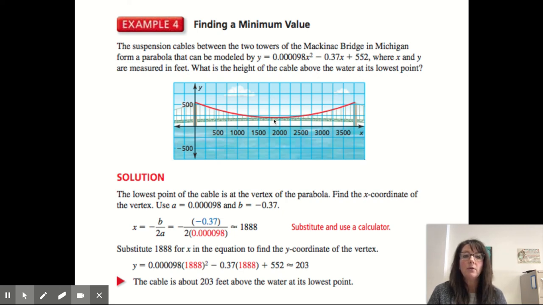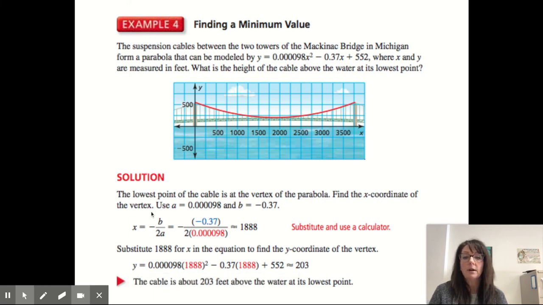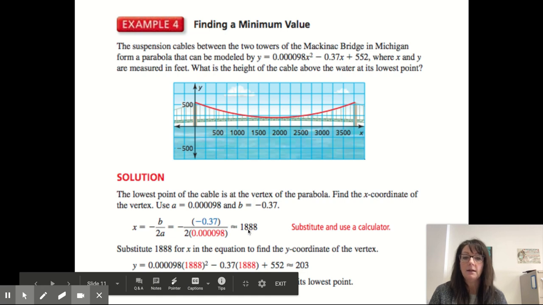So we want to know right here, the lowest point. So we need to find all this information. The lowest point on the cable is at the vertex. Here we have our A value, not fun numbers to work with. Thank goodness we have a scientific calculator. So we can find the x axis of symmetry, then substitute that in.